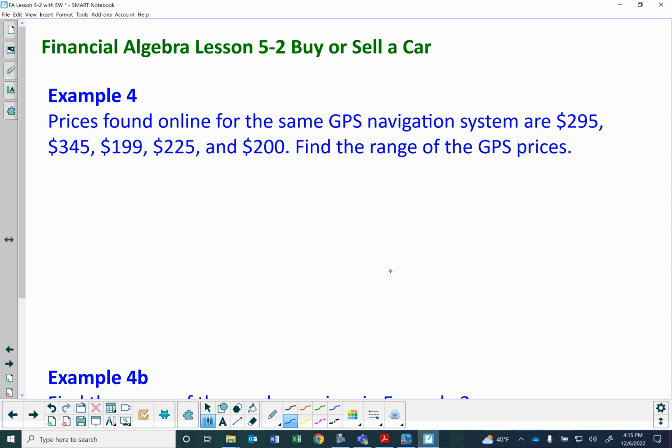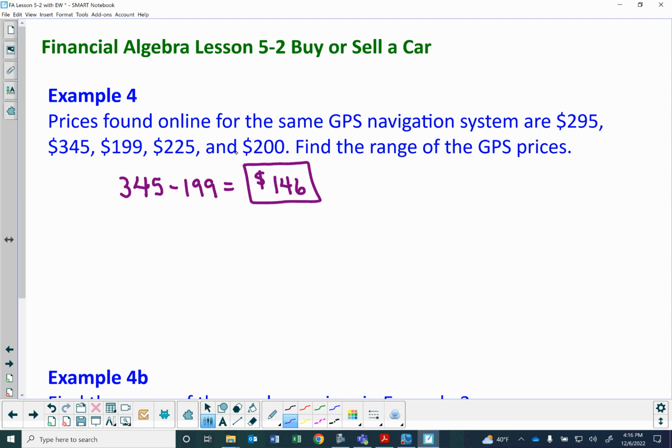Okay, so let's say you're looking up GPS navigational systems. You want to put a brand new navigational system in your car, maybe your car doesn't have one, and you found the following prices: $295, $345, $199, $225, and $200. To find the range, you're simply going to take the highest price and subtract the lowest price from it. The highest price is $345, the lowest price is $199, so the range is $146. So there's $146 of range between the lowest priced GPS system and the highest priced GPS system.